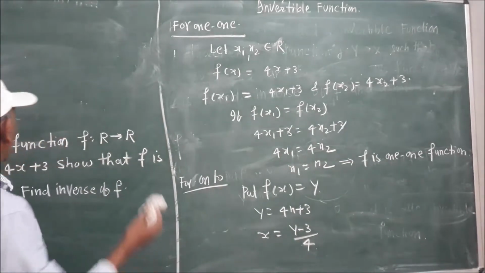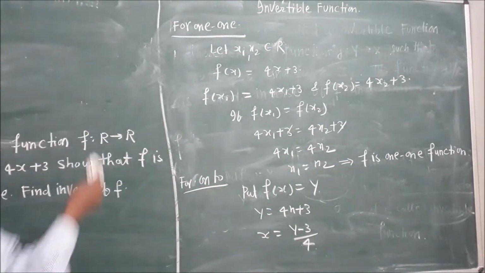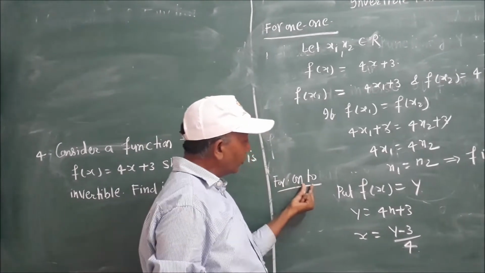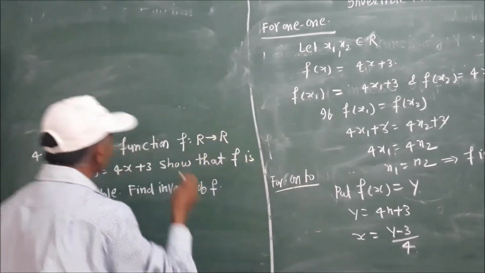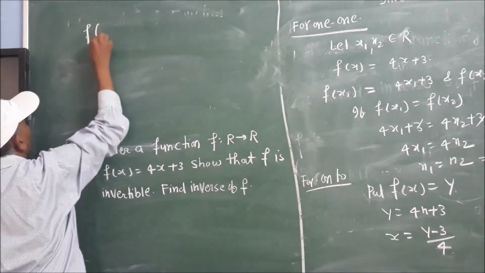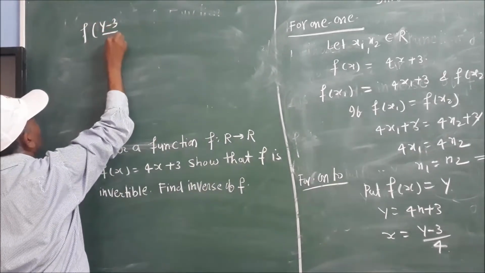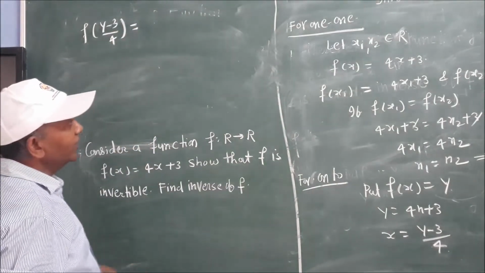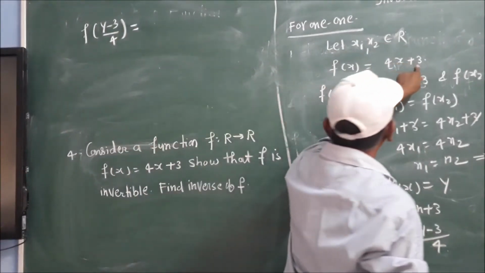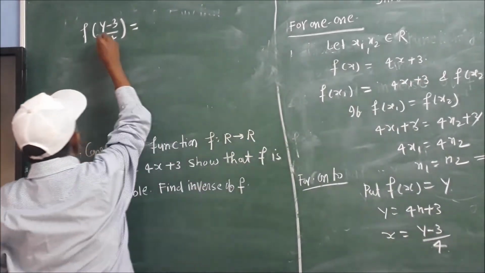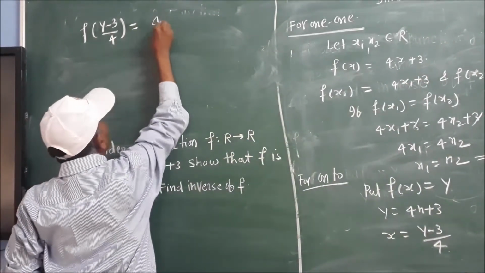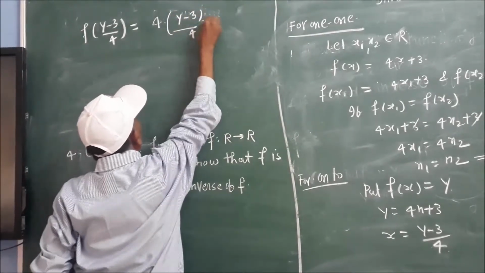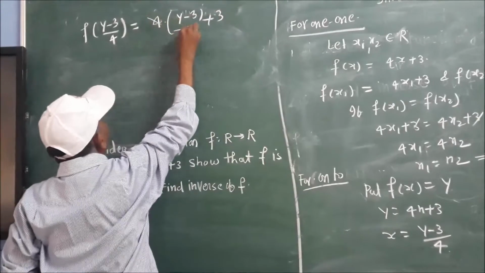And after that, you calculate f of (y minus 3) upon 4. After that, to check f is onto, there are two methods. First method is, you find f of (y minus 3) upon 4. So here, f(x) is equal to 4x plus 3. So if in place of x we write this, this will be equal to 4 into (y minus 3) upon 4 plus 3. So 4 and 4 will be cancelled.